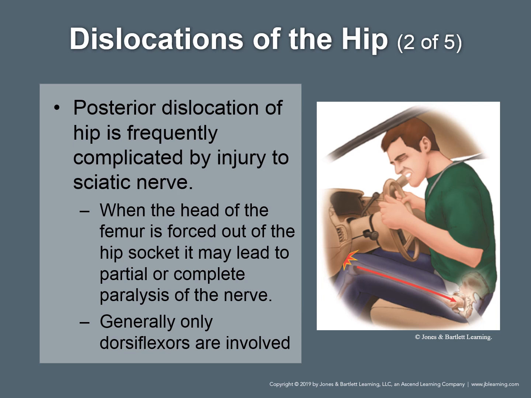Posterior dislocation of the hip is frequent. The sciatic nerve runs along that joint. The sciatic nerve will become inflamed. When the head of the femur is forced out of the hip socket, it may lead to partial or complete paralysis.